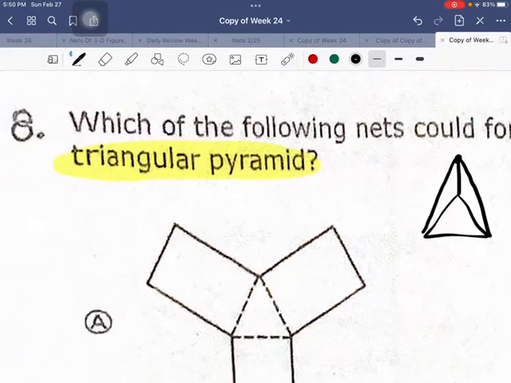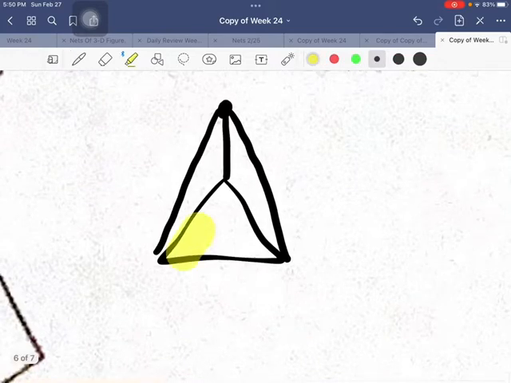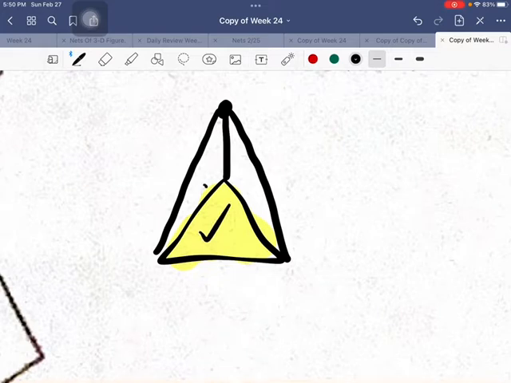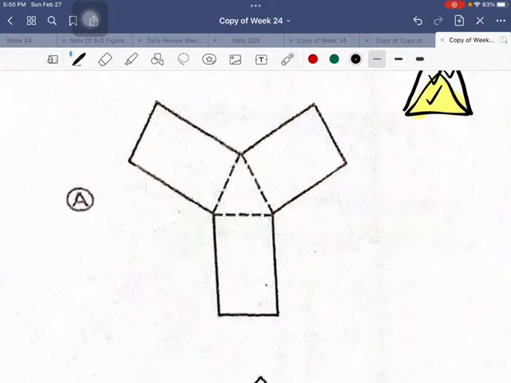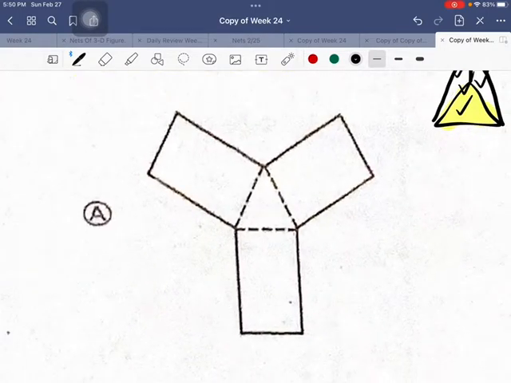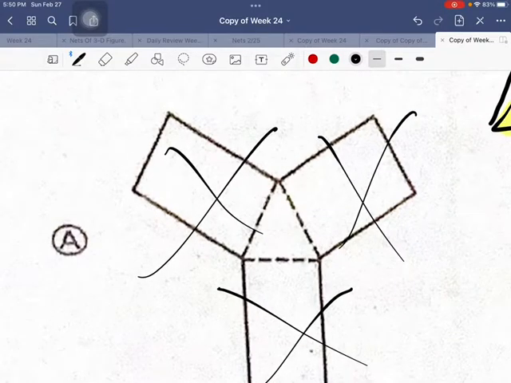Okay. Triangular pyramid means they're all going to be triangles. The base is going to be a triangle. There's 1, the front, 2 sides, 4 faces. Okay, let's check. Does this one have 4 triangles? No, it's not. It does have it at base, but not 4 triangles. So this is wrong.